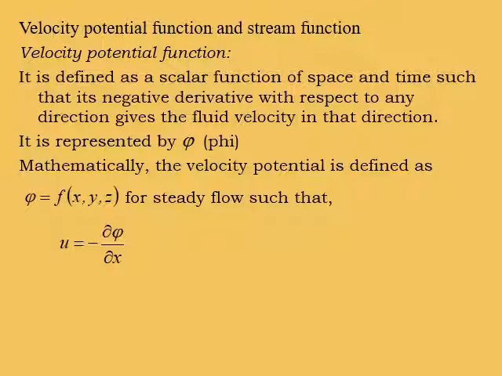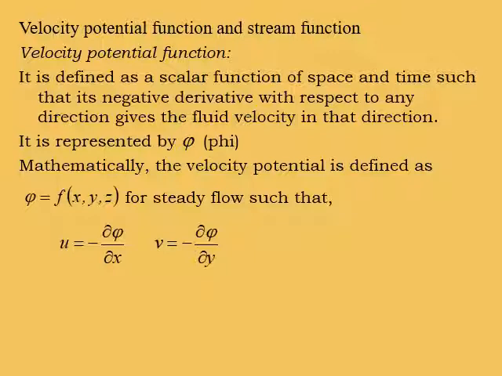According to the definition of the velocity potential function, it is a scalar function of space as well as time, and it is a negative derivative with respect to any direction. Because of the negative derivative, u is given as minus dou phi by dou x.